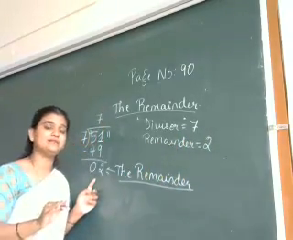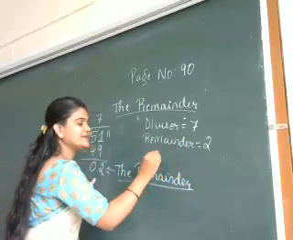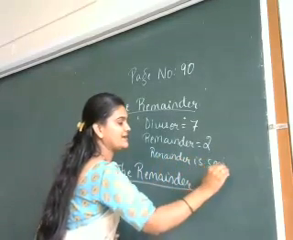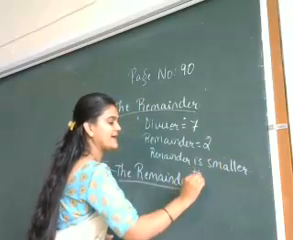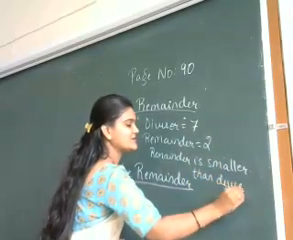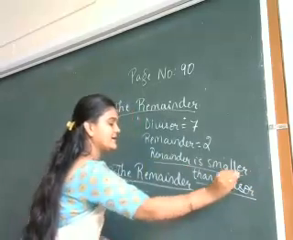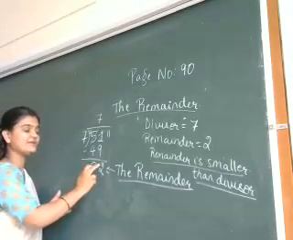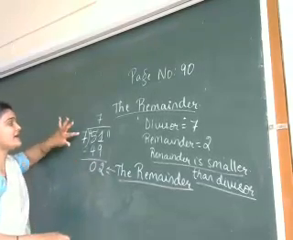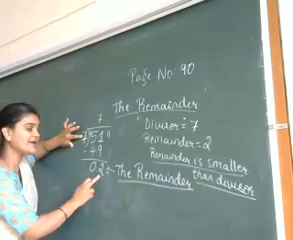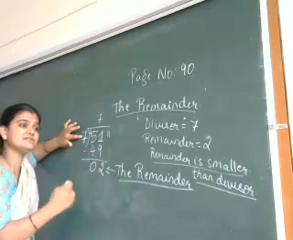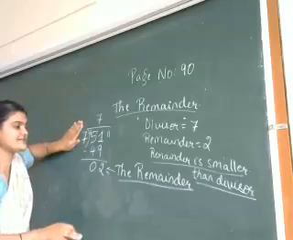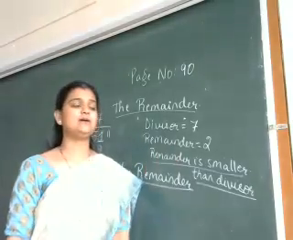You have to stop the division when the remainder is smaller than the divisor. You have to remember this, children. This rule is very important. How will you understand when to stop the division? It is understood when the remainder value is smaller than our divisor value. If here you are getting more than 7, then the division will still continue. Okay? Remainder should be less than our divisor. Then only can we stop our division process.